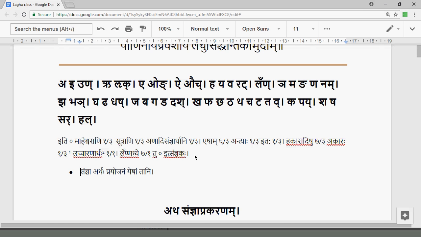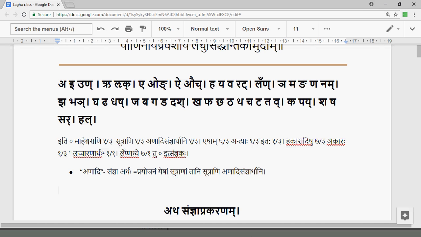So Sanya Artha Prayojanam Yeshamti, and Sanya Artha is what? This Sanya, what we saw here, Anadi. Anadi Sanya. Anadi is the Sanya. Anadi, I'll mark in quotation, Anadi is this Anyadi Sanya Artha. Artha is equal to Prayojanam. Artha means Prayojanam. Yesham Sutranam, Tani Sutrani, Anadi Sanyarthani. Okay, this is the meaning of this Anadi Sanyarthani.